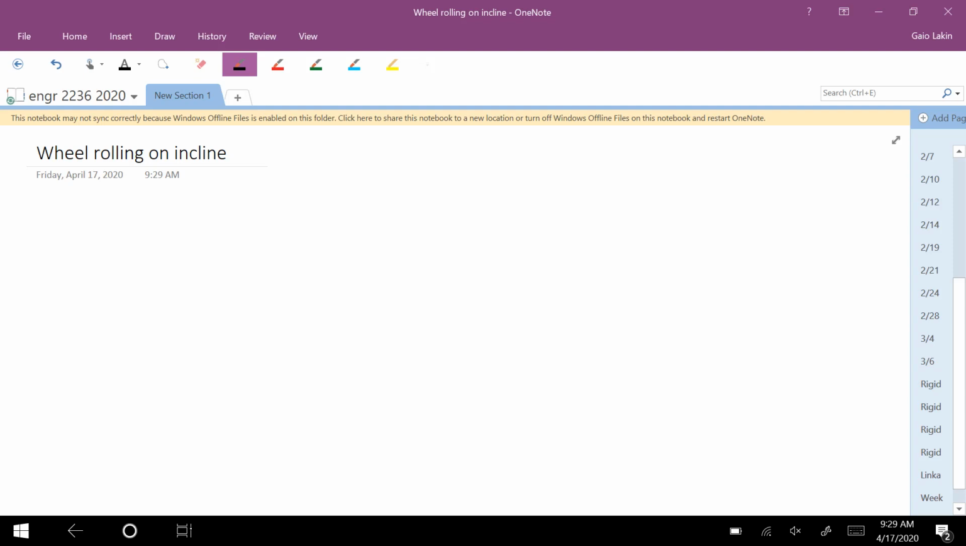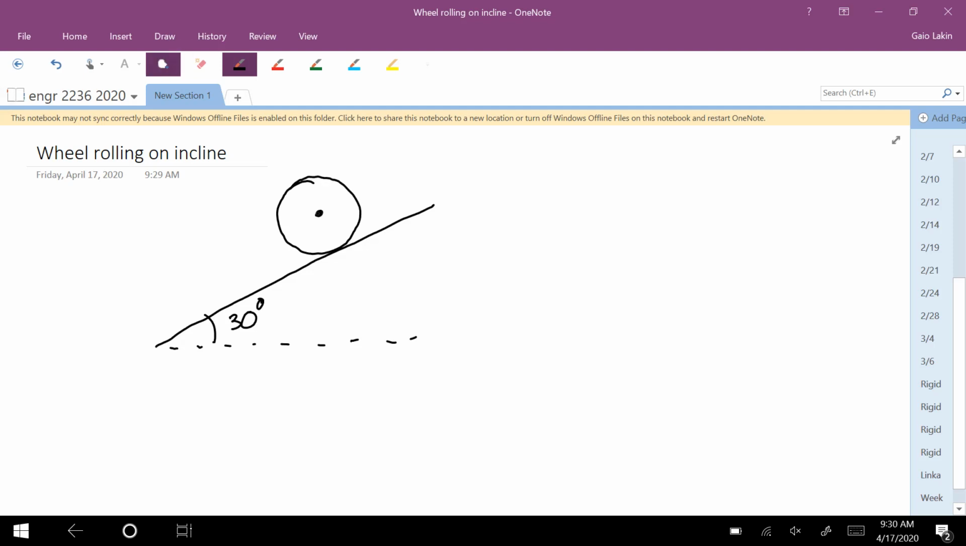So, let's say we have our incline, and let's say this angle is 30 degrees, and here's the wheel, okay? And let's say that wheel is a disc with a mass of 10 kilograms and a radius of 0.2 meters.